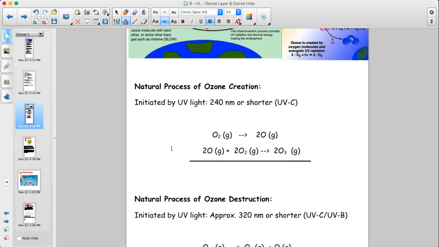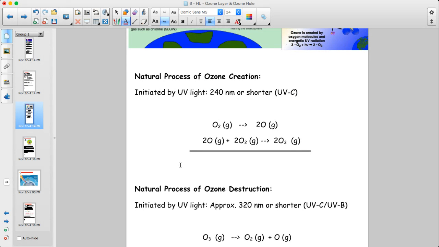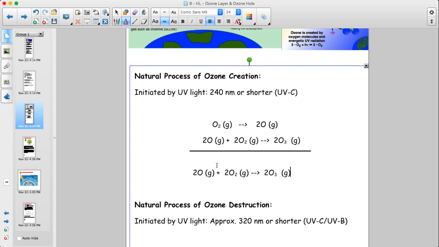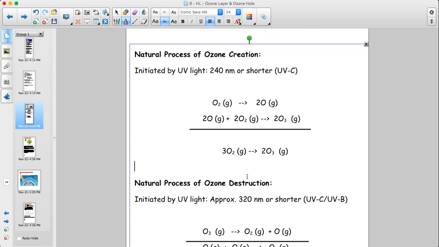This is looking again at the ozone formation and destruction. So natural ozone formation involves these two steps, O2 breaking into 2 oxygen atoms, and then the oxygen atoms combining with O2 molecules to make ozone. And so net, if you cancel out the monatomic oxygen, which is the intermediate, you end up getting a net overall reaction of 3 O2 makes 2 O3. So that's what is taking place up there in the top of the stratosphere.